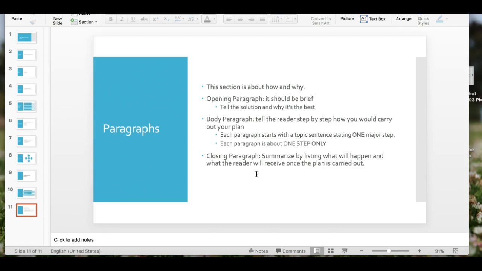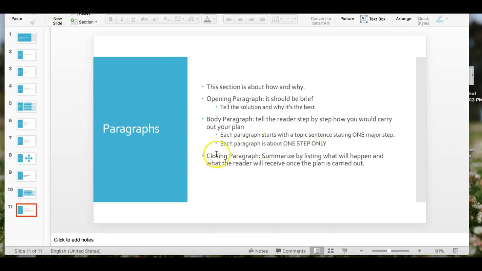Each paragraph starts with a topic sentence. Hint, hint, do not start a paragraph without a topic sentence, please. Please. And it states 1 major step, so that means that each paragraph has 1 major step only. Don't put 3 major steps in 1 paragraph and call it a day. 1 major step per paragraph.